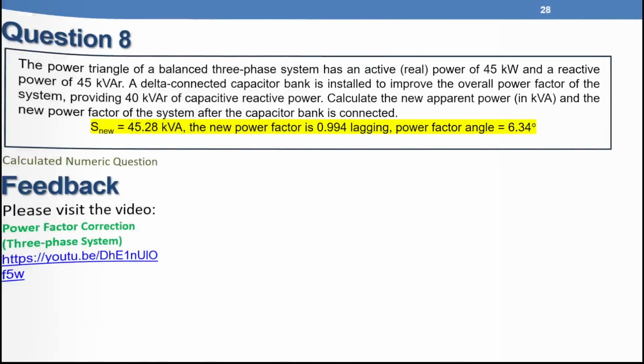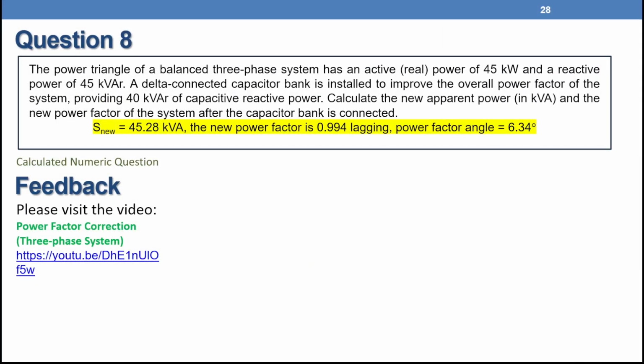Question number 8. The power triangle of a balanced three-phase system has an active power of 45 kilowatts and a reactive power of 45 kilovar. A delta-connected capacitor bank is installed to improve the overall power factor of the system, providing 40 kilovar of capacitive reactive power. We need to calculate the new apparent power in kilovolt ampere and the new power factor of the system after adding the capacitor.